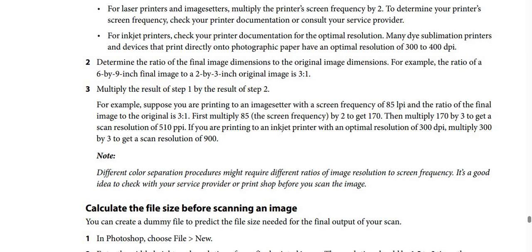For example, suppose you are printing to an image setter with a screen frequency of 85 lpi, and the ratio of the final image to the original is 3 to 1. First multiply 85, the screen frequency, by 2 to get 170. Then multiply 170 by 3 to get a scan resolution of 510 ppi. If you are printing to an inkjet printer with an optimal resolution of 300 dpi, multiply 300 by 3 to get a scan resolution of 900.